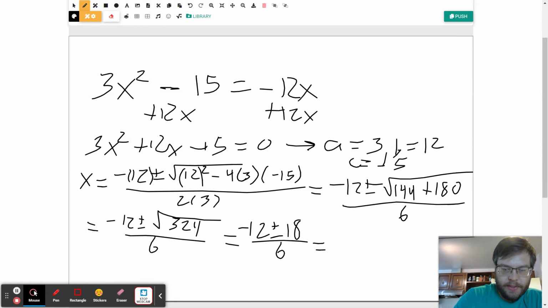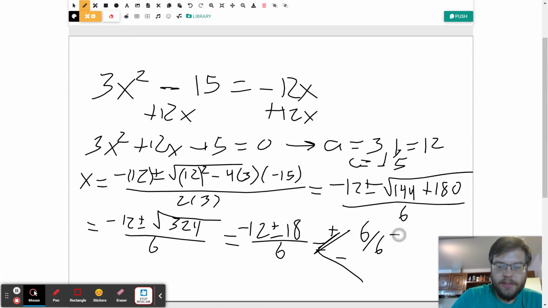Then negative 12 plus, this is where we get our two answers, right? We do a plus and we do a minus. Negative 12 plus 18 is 6, and 6 divided by 6 is 1. Negative 12 minus 18 is negative 30, and negative 30 divided by 6 is negative 5, and those are your two solutions.